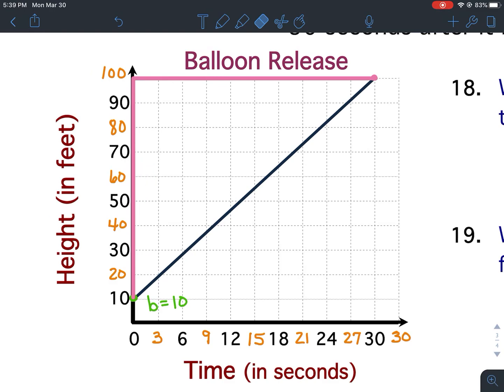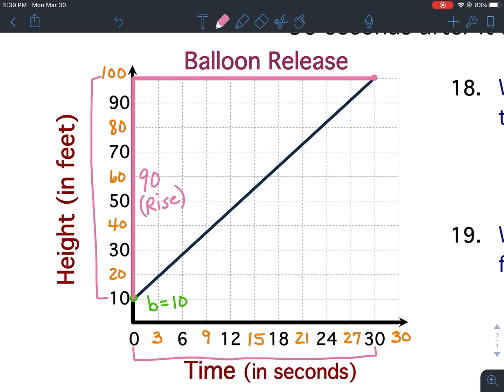You have to go by the grid lines, and the grid lines, excuse me, are going by tens. You see I already filled out the numbers 10, 20, 30, 40, and so forth. So for my rise, it is actually going from 10 up to 100. So 10 up to 100, 100 minus 10 would be 90. So my rise is 90. My run goes from 0 to 30. Well, 0 to 30 would be 30. So my run is 30.